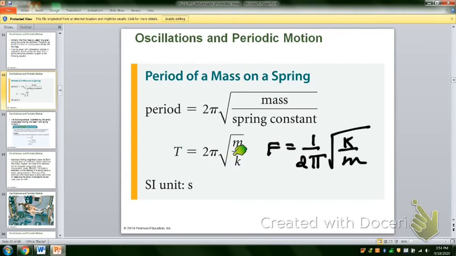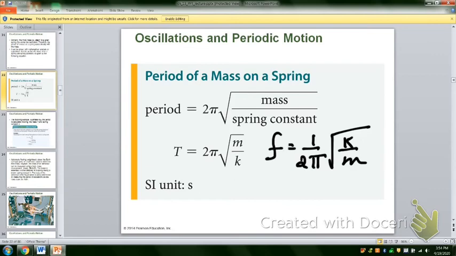So if this number gets bigger, that will make this number get smaller because they're inversely related. And over here, as K gets bigger, frequency will get bigger. And as M gets bigger, frequency would get smaller. Also, don't confuse. In fact, I shouldn't probably be using a capital F here.